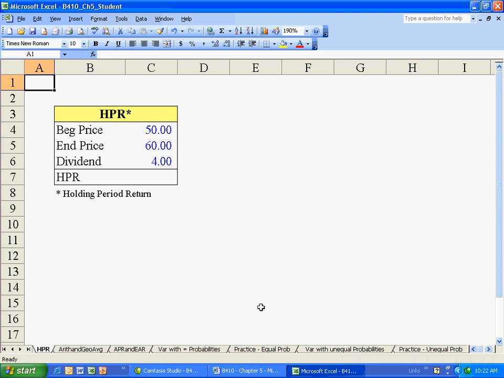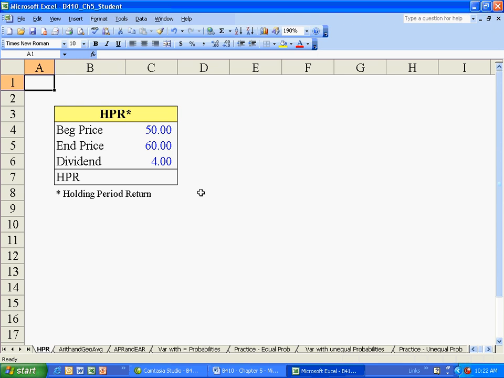On this first one, what I'd like you to do is calculate the holding period return of a stock. Let's suppose we bought a stock at $50. A year later, we sold it at $60, and we also received a $4 dividend. What is the holding period return?